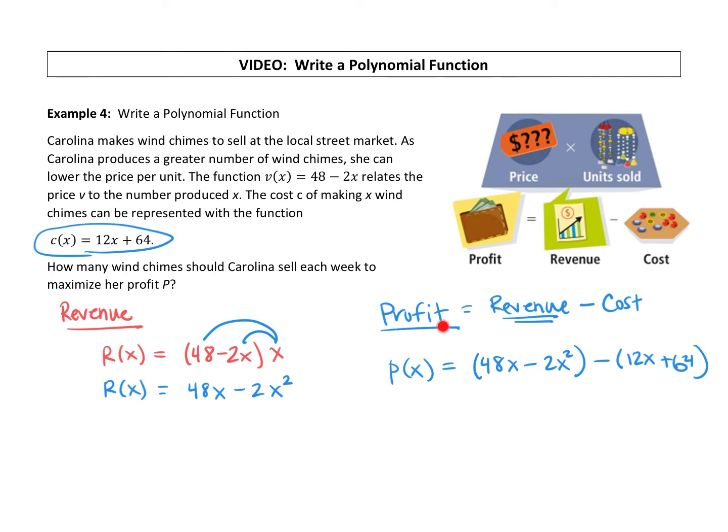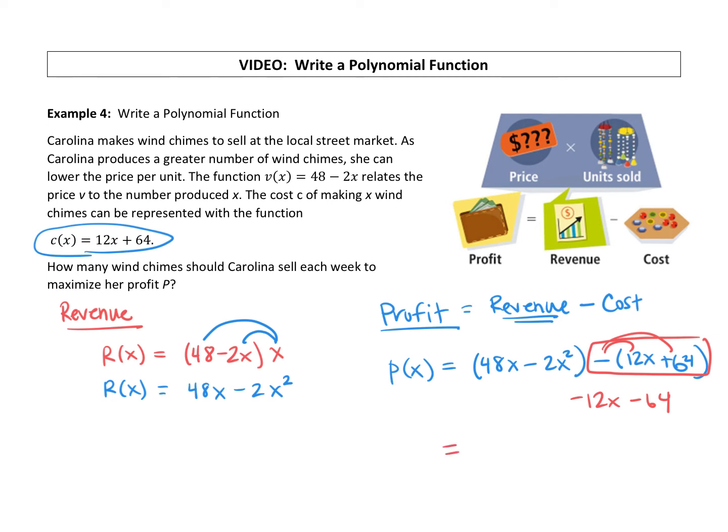All right, so again, profit is equal to the revenue, the money she brings in. We wrote an equation for that over here, minus the cost that it cost her to make the items. That's this right here. And now we can just subtract these two polynomials. We know how to do that. We just did that a couple videos ago. First of all, subtracting. Remember, I like to rewrite this polynomial. We're going to distribute that negative. It's going to be negative 12x. Distribute over here, negative 64.